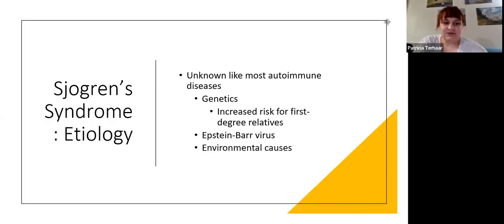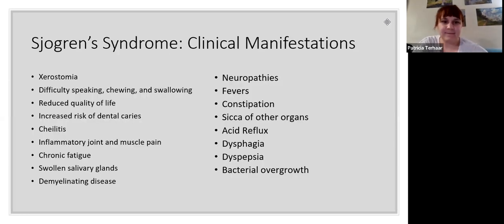In Sjögren's syndrome, the etiology, very similar to polymyositis, because it is an autoimmune disease, is largely unknown. There are theories about genetics and how it can be increased. There can be an increased risk for first-degree relatives. There are theories tied to the Epstein-Barr virus, and then there are also theories about environmental causes of autoimmune diseases.